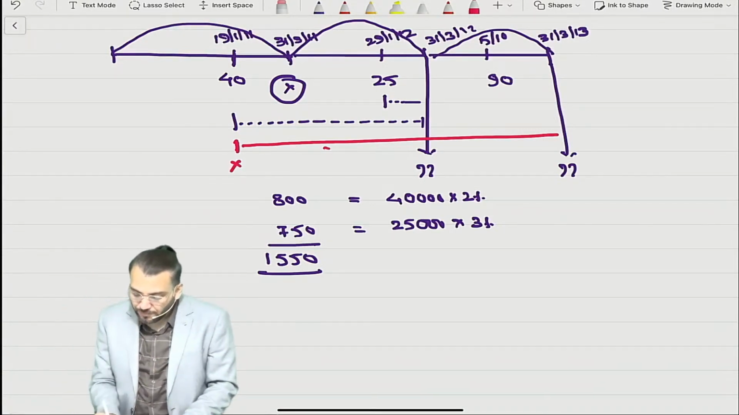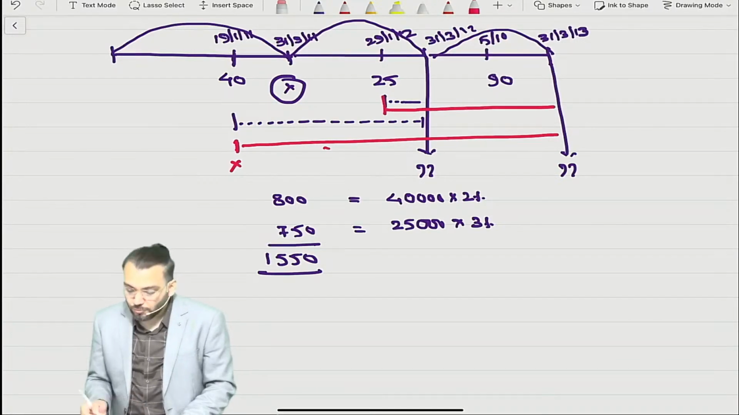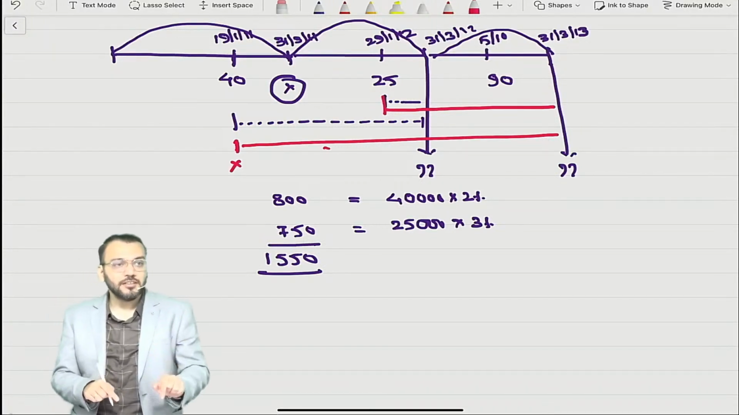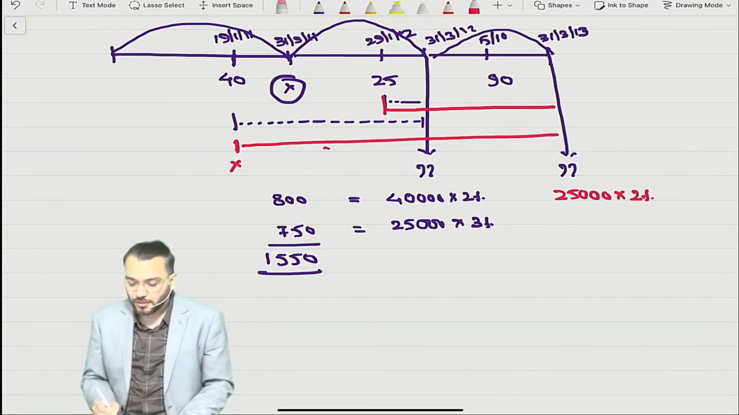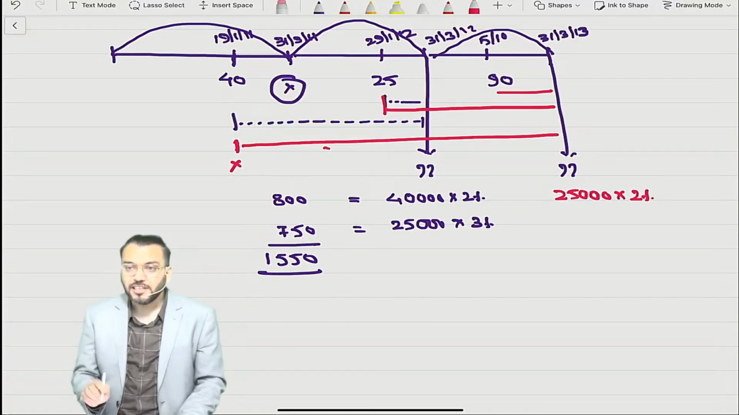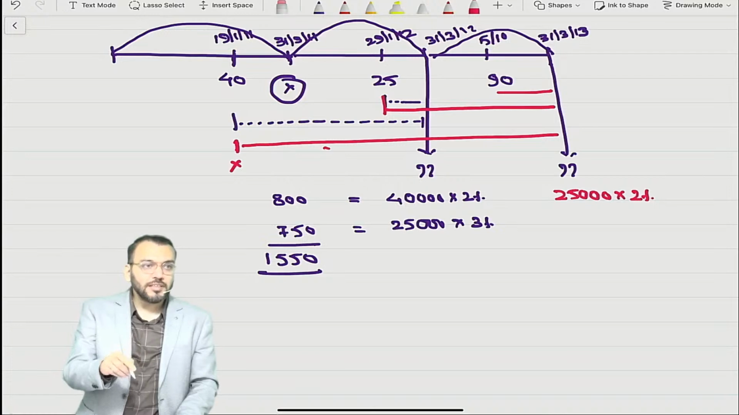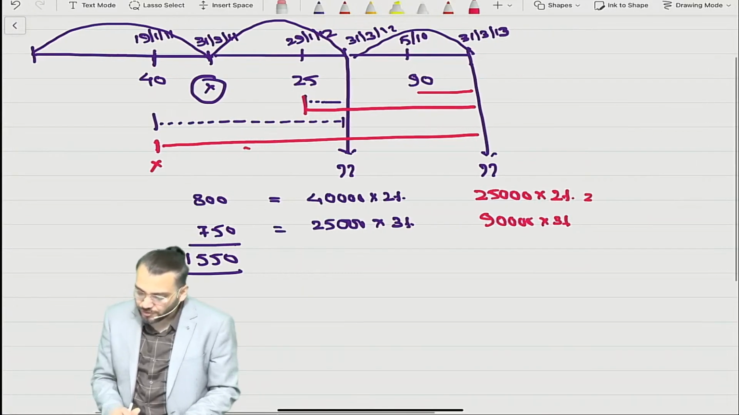Correct? But for this, more than 1 year has been expired. So more than 1 year expired, so the unexpired warranty period is less than 1 year. So for this 25,000 we will create provision at a rate equal to 2%. And for this 90,000, because less than 1 year has expired, the balance period is what? More than 1 year. Therefore for this 90,000 we will create a provision of 3%.